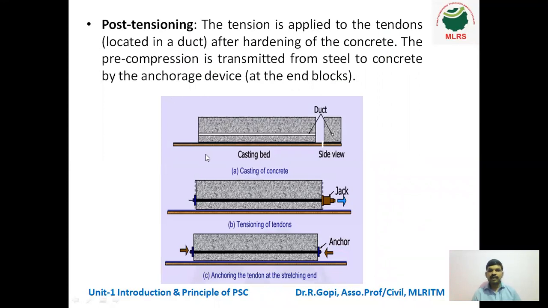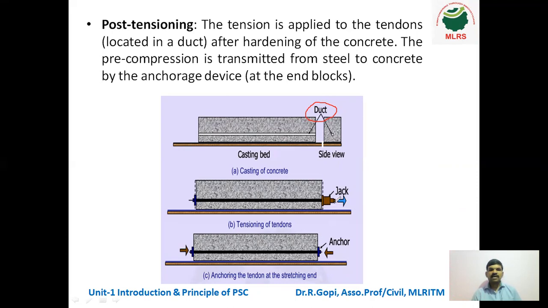Post tensioning is quite opposite to pre tensioning. Initially we have to provide one duct. This empty space is called a duct. In this duct we have to insert the steel wires. Initially we provide only the duct. After that concrete is cast around that duct. After concrete attained sufficient strength, that means characteristic compressive strength, using this jack, the steel rods are inserted and tensioned.